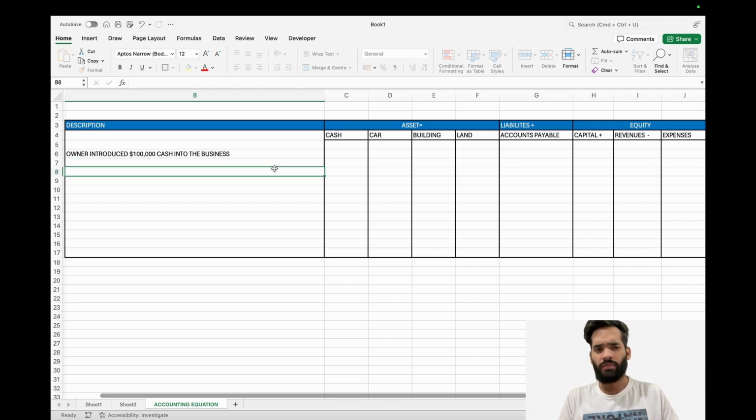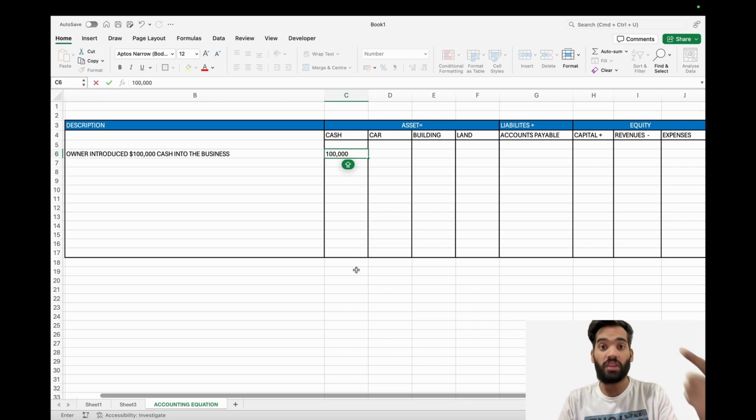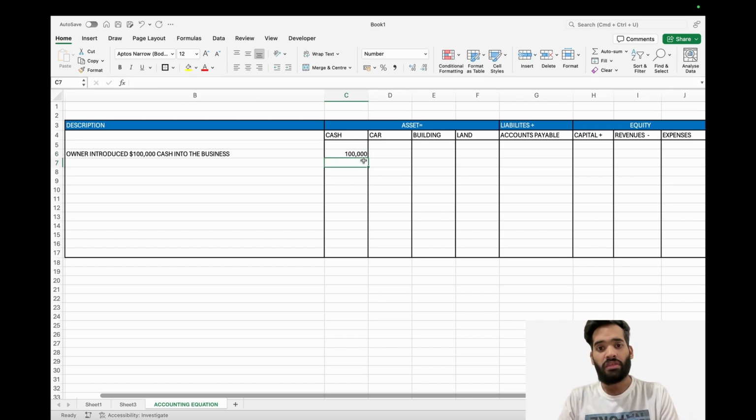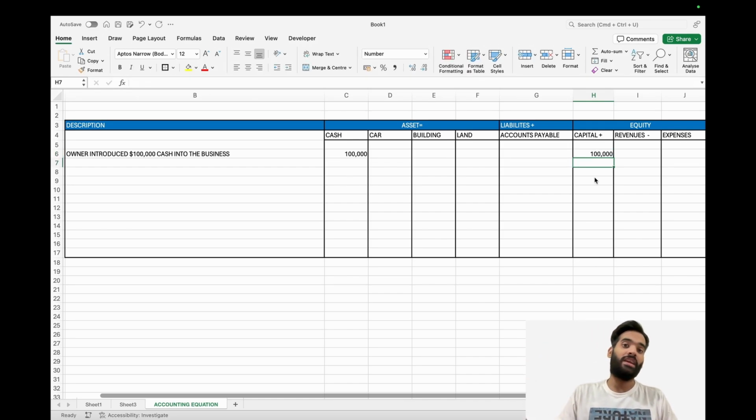So let's think about this. The owner introduced money into the business, so the owner gave cash to the business. For the business, the cash will go up. If you notice, I'm writing a positive 100,000 to suggest it's going up. And since this money is invested by the owner, it is under an equity account called capital. Always remember, all of the value we get from the owner into the business is capital. So that's the first transaction.